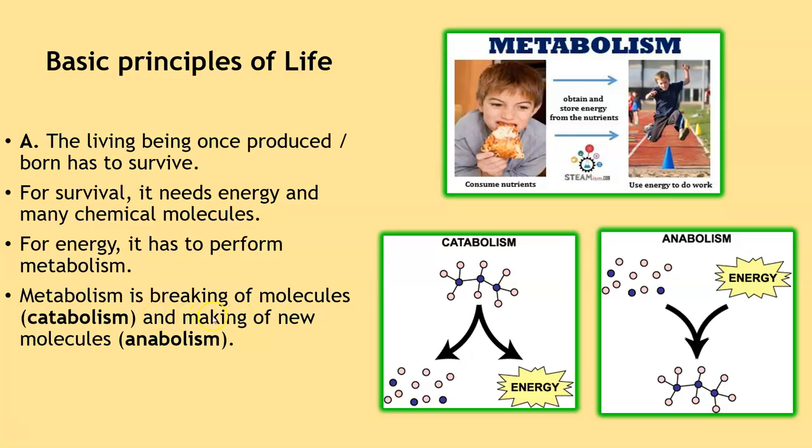So metabolism is the breaking of molecules, which is catabolism, and the making of new molecules, that is anabolism. Have a look at this image here. A catabolism or catabolic reaction is where you have a complex molecule which is broken down to simple substances with the release of energy. And in anabolism, which we also call anabolic reactions, you have simple molecules which come together and consume a certain amount of energy and give you a complex molecule in return. So both these reactions are collectively called metabolism.